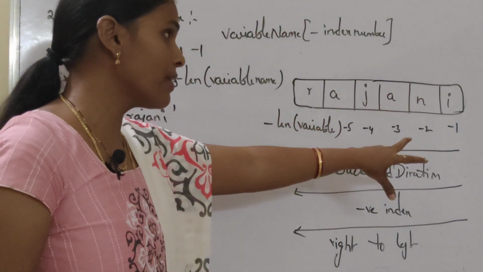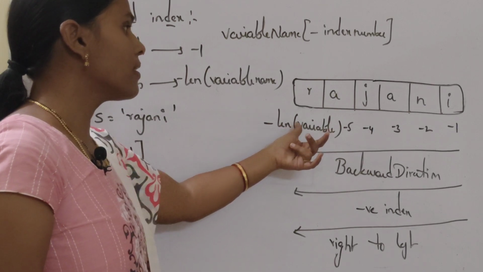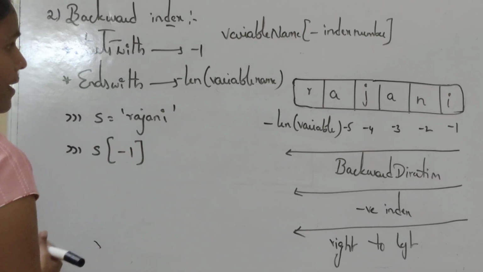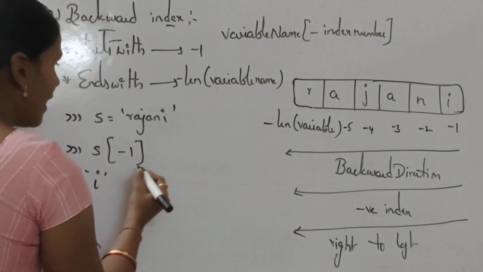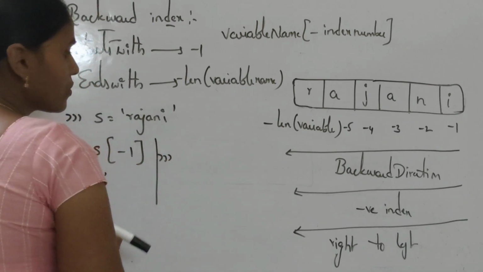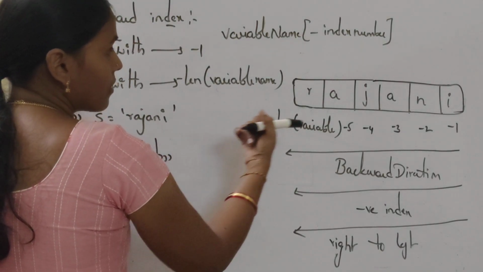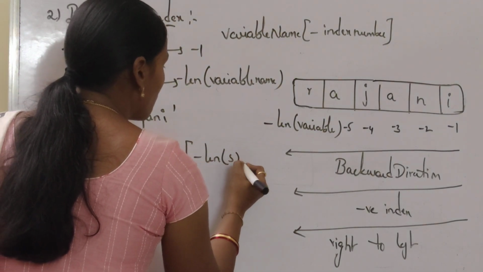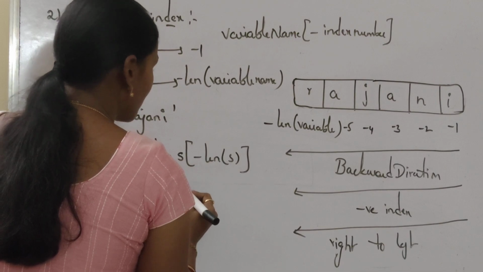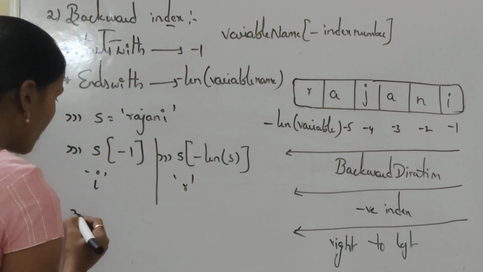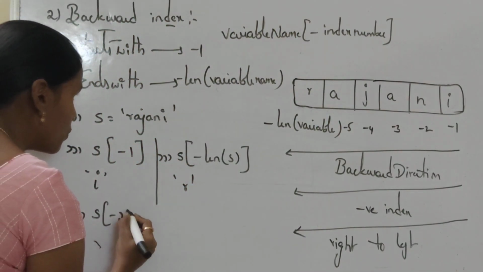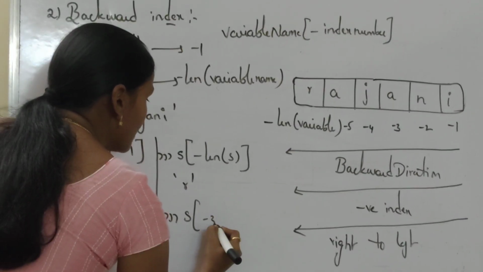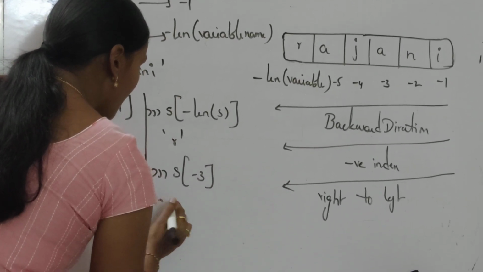Backward index starts with minus 1 and ends with minus length of variable name. S of minus 1, we will get I, the last character. If you want to reverse to the last character, S of minus length of variable name, immediately we will get R. S of minus 2, N. S of minus 3, A.